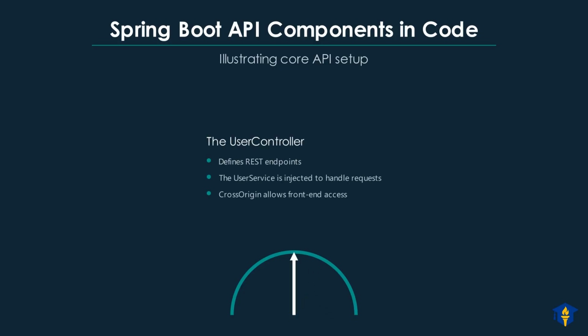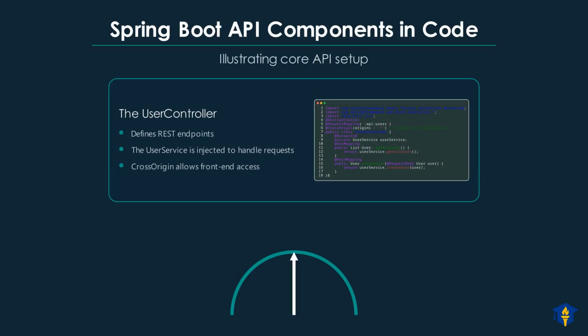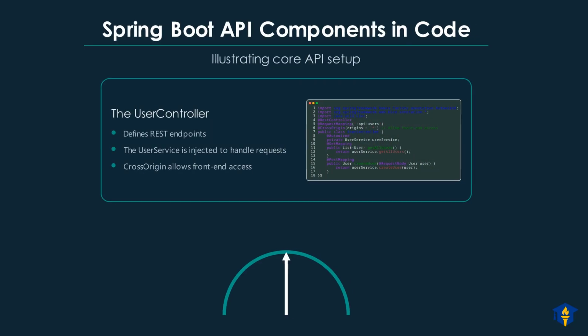Finally, we examine the user controller, which exposes our API endpoints. It defines REST endpoints, injects the user service, and uses cross-origin for front-end access. This controller provides GET and POST methods to manage users via our API.